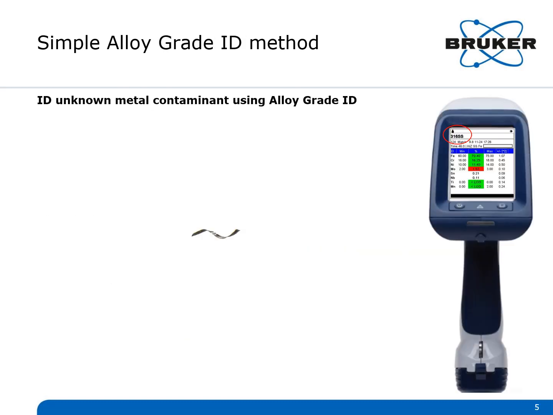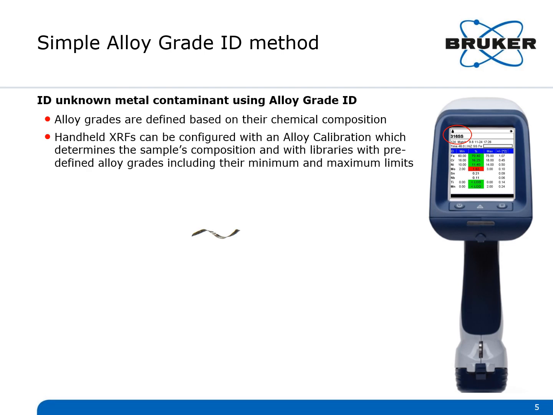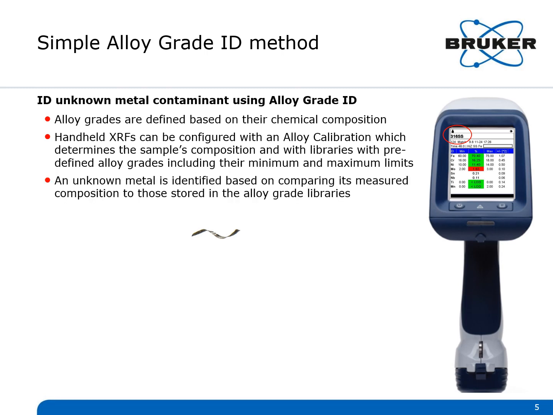Do you remember how XRF identifies a metal contaminant's alloy grade? Alloy grades are defined based on their chemical composition, essentially which elements they contain and at what concentrations. Handheld XRFs can be configured with an alloy calibration, which determines the sample's composition and has libraries with predefined alloy grades, including their minimum and maximum limits. An unknown metal is identified based on comparing its measured composition to those stored in the alloy grade libraries.